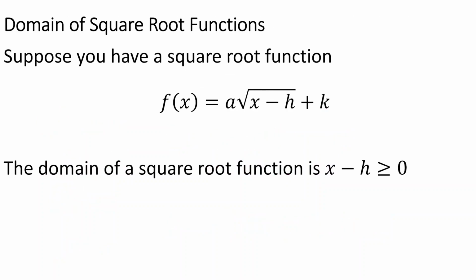Now for the square root functions, which is a form of radical function, if you have f of x equals a times the square root of x minus h plus k, the domain of any square root function is that x minus h has to be greater than or equal to 0. So the rule for square roots is that the inside of the square root cannot be negative. However, it could either be 0 or a positive number. Hence why we're using greater than or equal to 0 inside the radical.